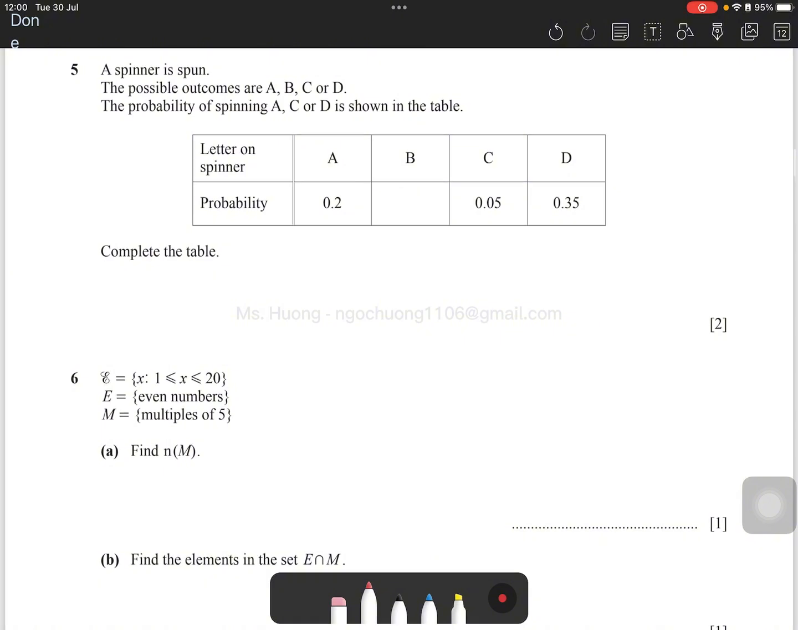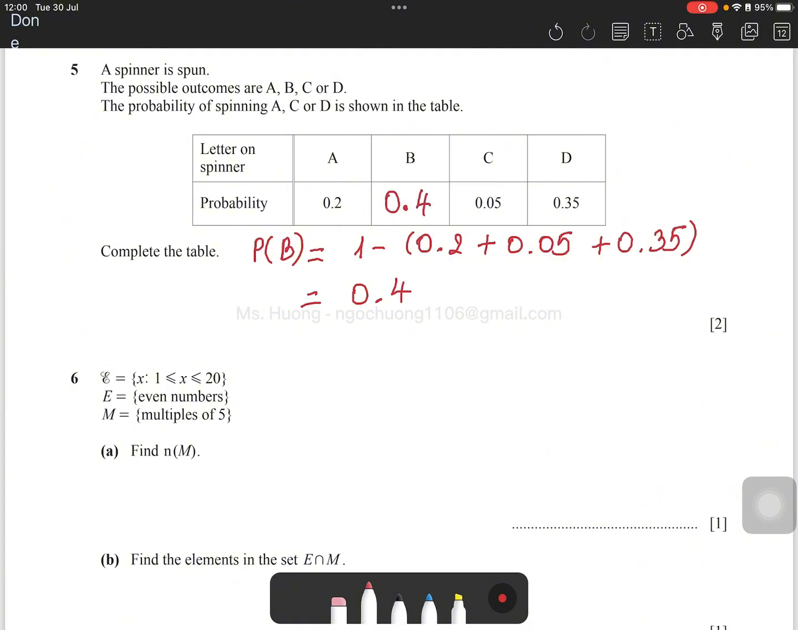Question 5. A spinner is spun. The possible outcomes are A, B, C, or D. The probability of spinning A, C, or D is shown in the table. Complete the table. To find the probability of spinning B, you know that the probability of all of these letters is 1. So to find the probability of B, we subtract the other three numbers from 1: 0.05, 0.35, and 0.2. So the answer is 0.4, which means the missing number is 0.4.